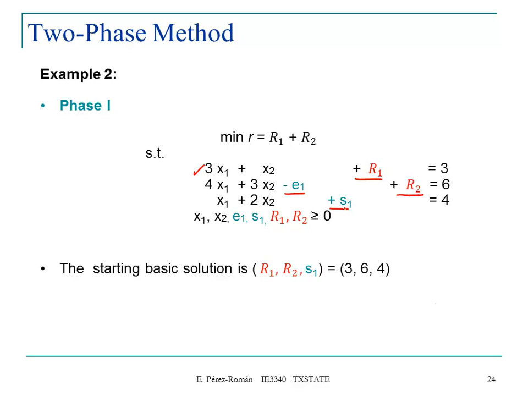And as I mentioned earlier, the objective function for the first phase is going to be the minimization of the summation of the artificial variables, R1 and R2. From phase 1 of the problem, we can get the starting basic solution. Now we know that we're going to have R1, R2, and S1 as our basic solution. And the values for those variables are 3, 6, and 4, which are the right-hand side of the constraints.